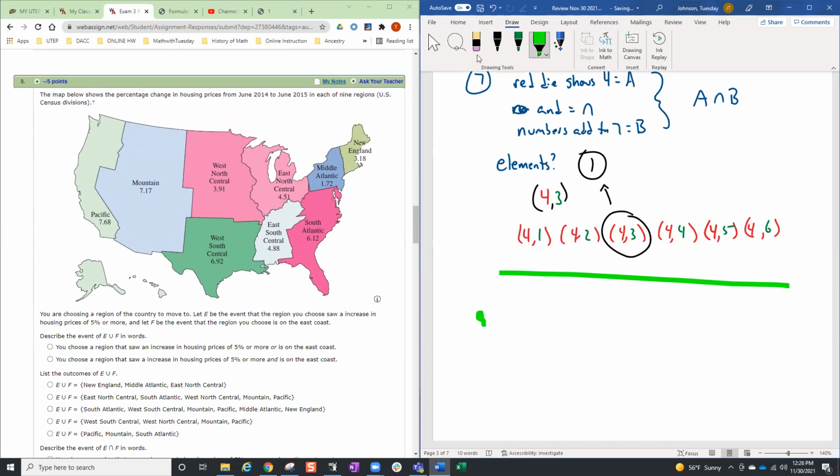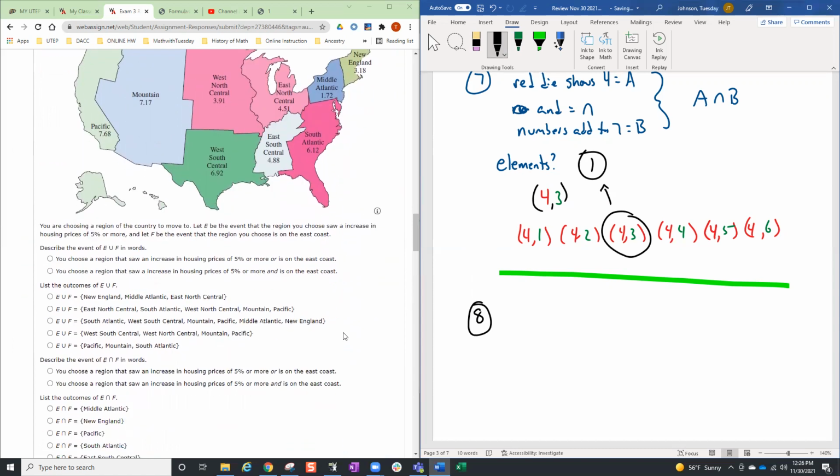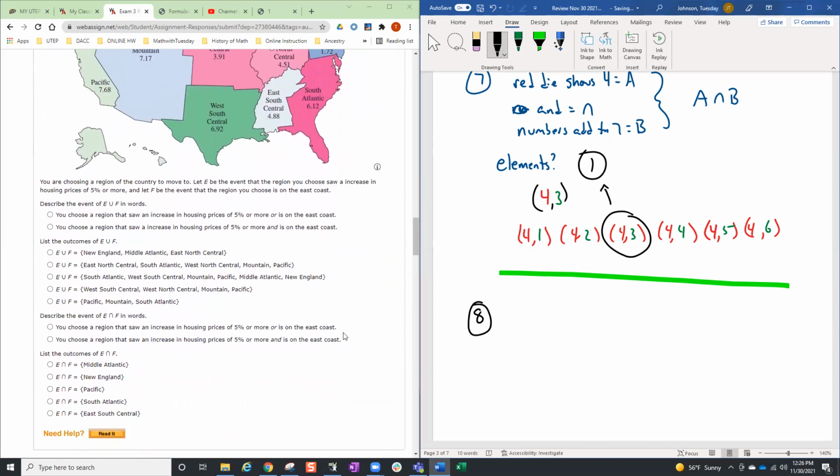Number 8. Okay, so everybody's table is slightly different. What's being asked is always slightly different. It comes down to reading. It's the exact same problem as this, only we're going backwards.